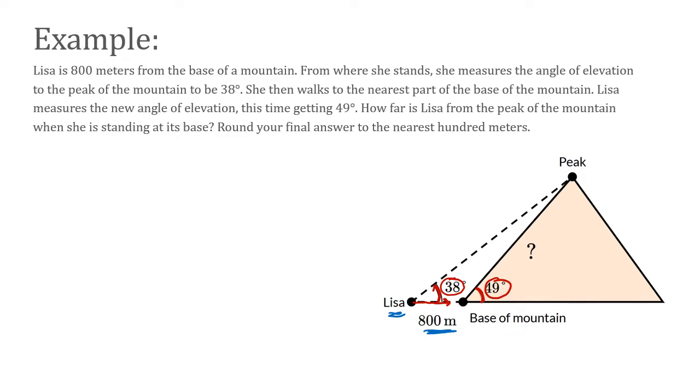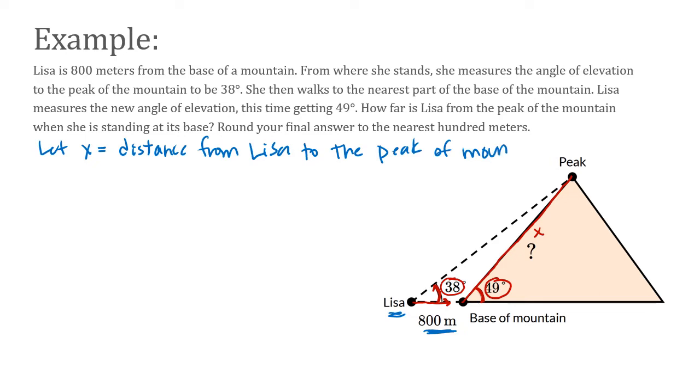And that is the piece that is listed with a question mark. All right, I'm going to let that be called X. Round your final answer to the nearest 100 meters. All right, so I'm going to let X equal the distance from Lisa to the peak of the mountain. And we are in meters.